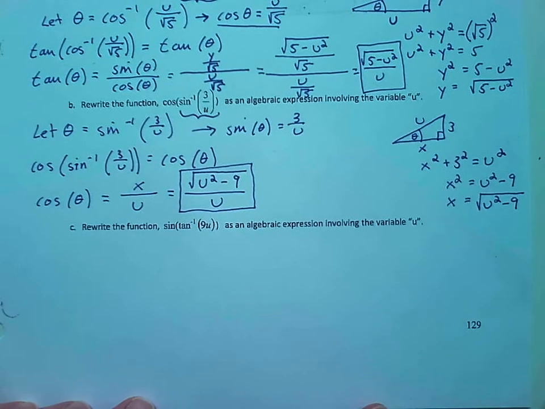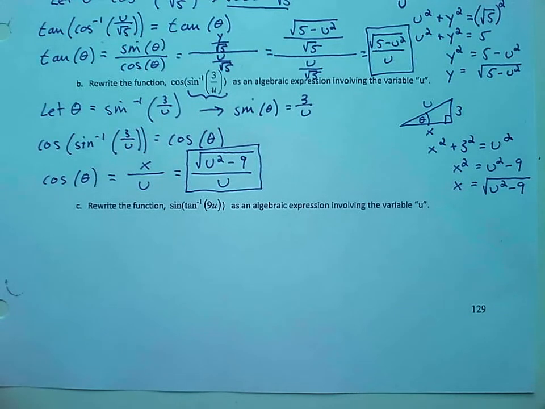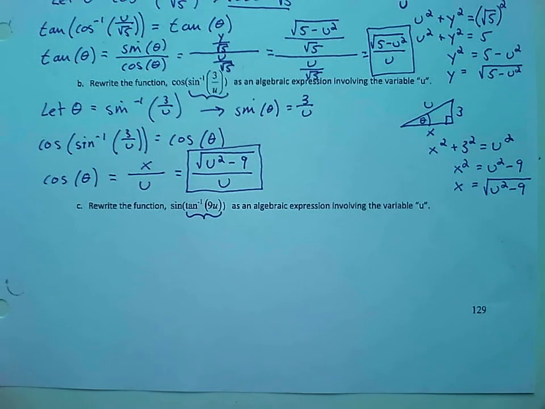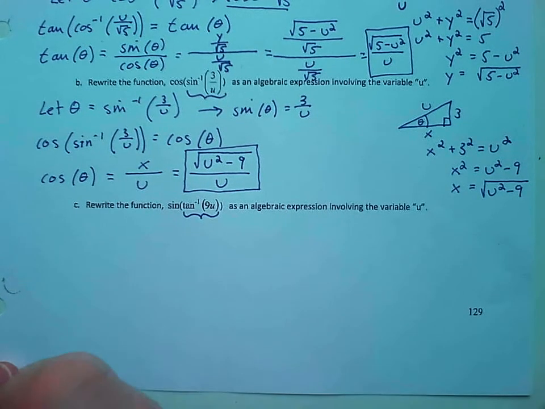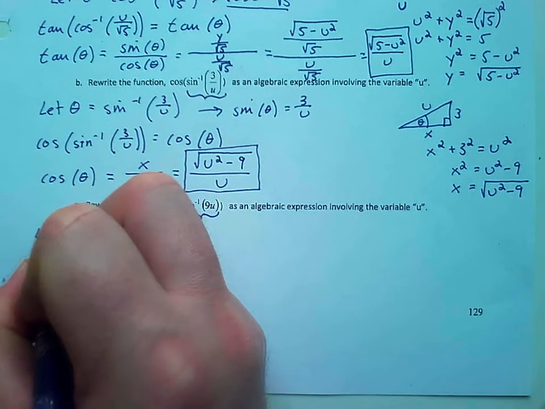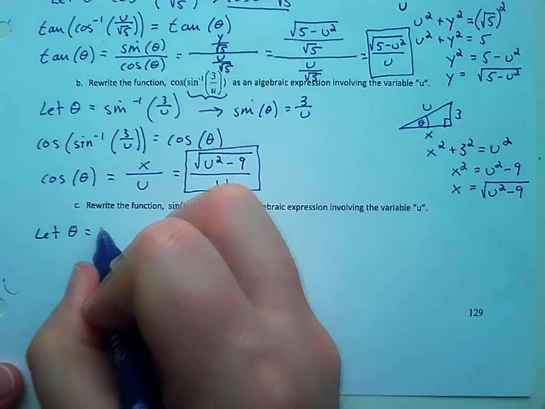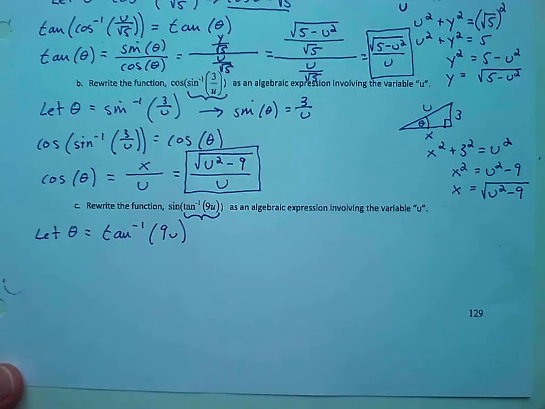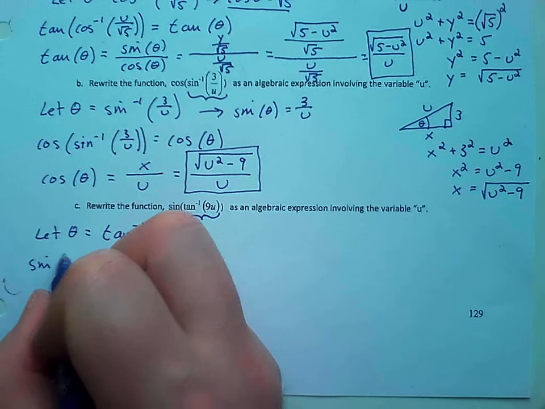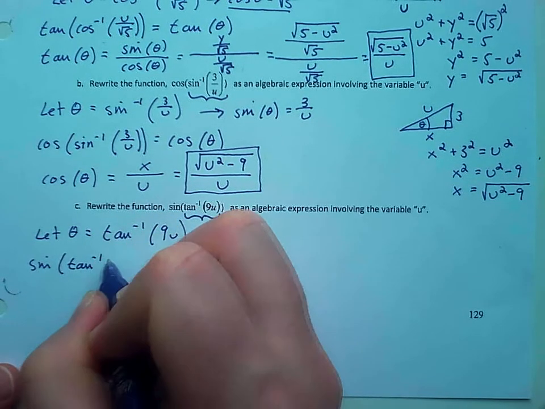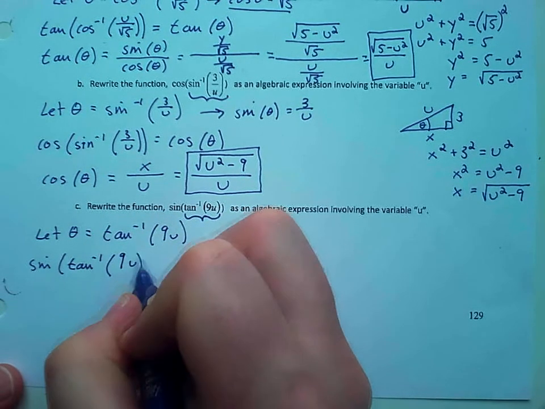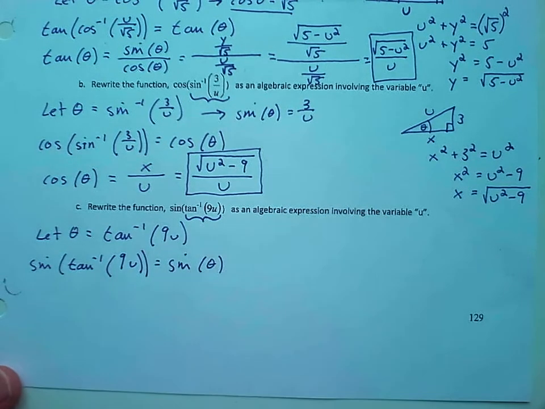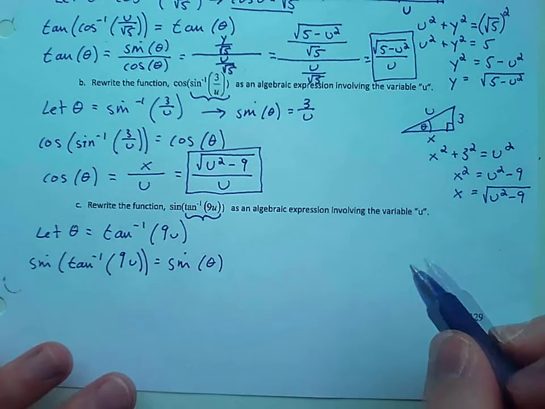Alright, let's do part C. Again, if you want to try part C by yourself, now would be a good time to pause the lecture video. Here we're going to let whatever we're taking the sine of be equal to theta. Let theta be equal to the arctangent of 9u. So therefore, the sine of the arctangent of 9u is equal to the sine of theta.